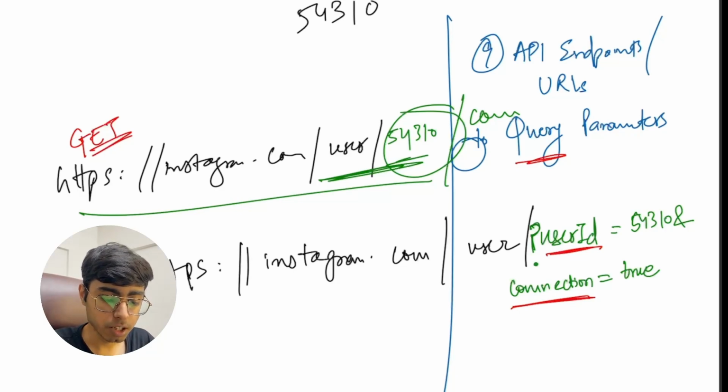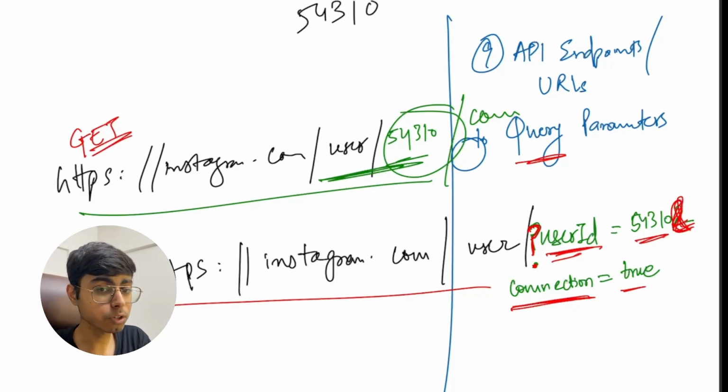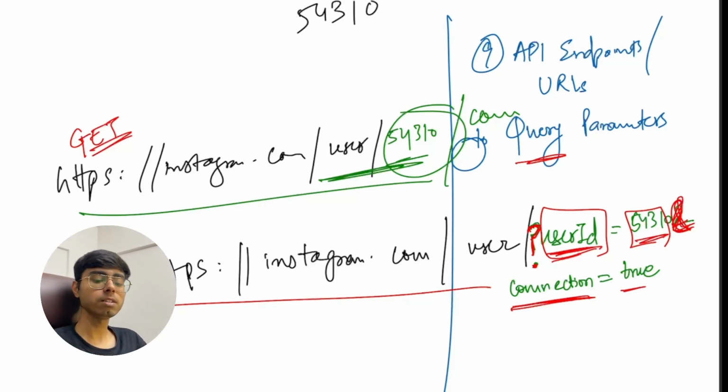In query parameters, your parameters have a key. My user ID has a user ID key, and this value has a connection key with a true boolean value. These are separated using an AND, and they start with a question mark. The server will see that after the question mark, the query parameters start. Query parameters have a key and a value, separated using an AND operator.